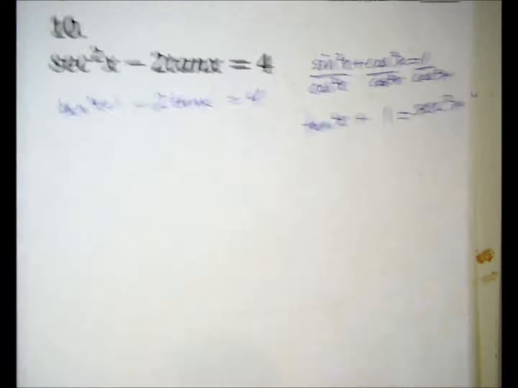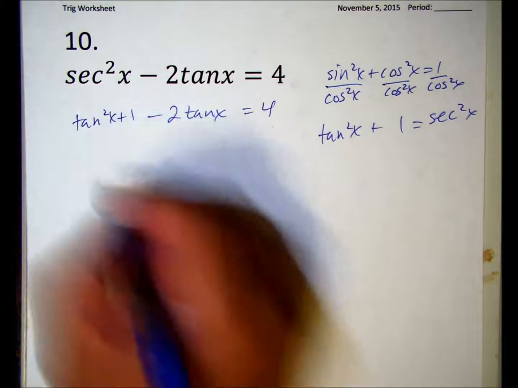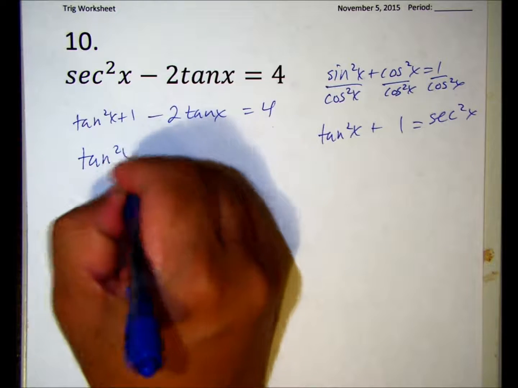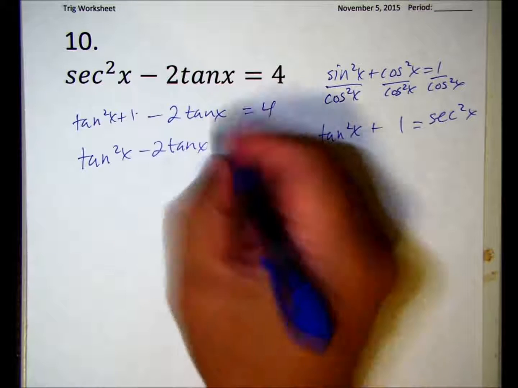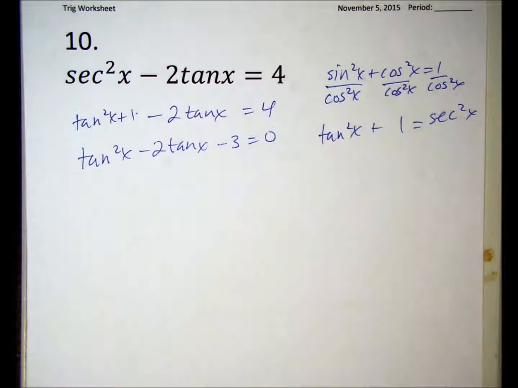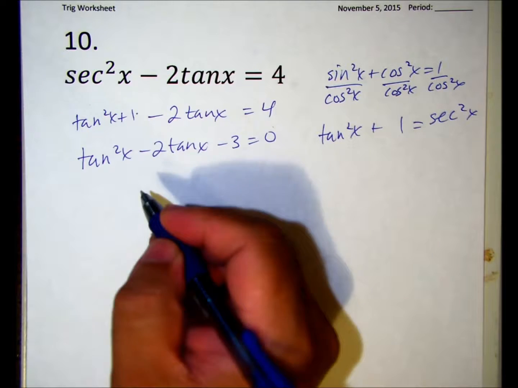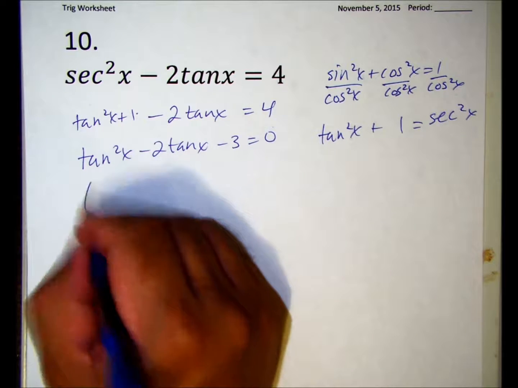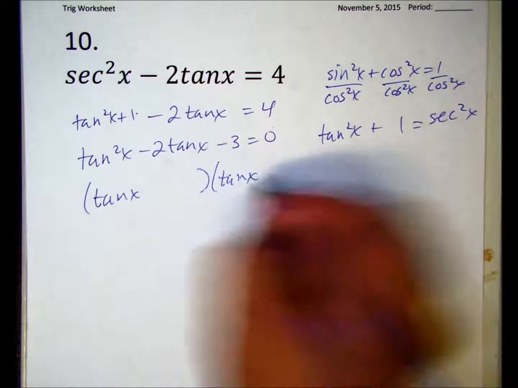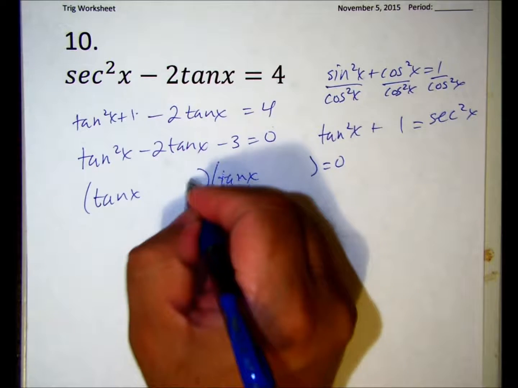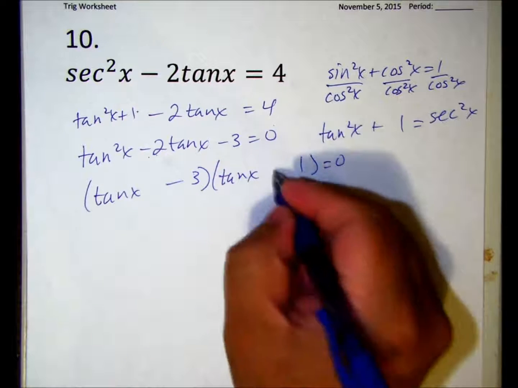Okay, so now we just gotta move things around. So I'm gonna move the 4 over. So I got tangent squared x minus 2 tangent x, and 1 minus 4 is negative 3. So now it's a quadratic in tangent. Tangent x. Factors of 3 are 3 and 1. We want it to be negative, so the 3 is negative.